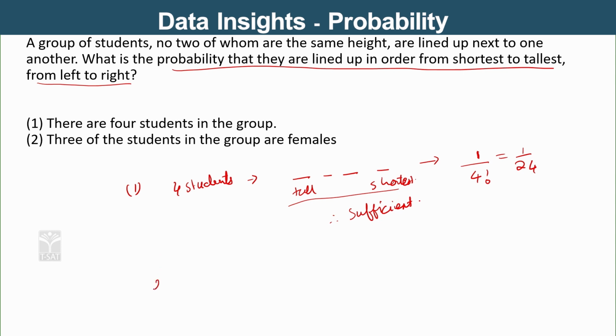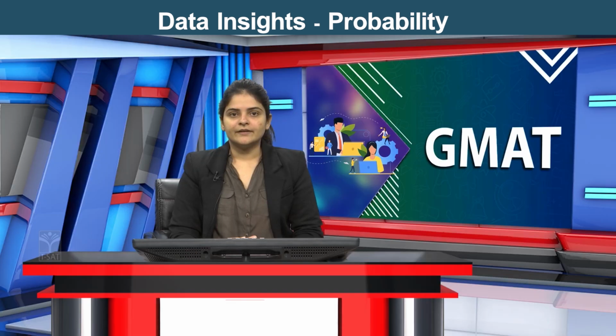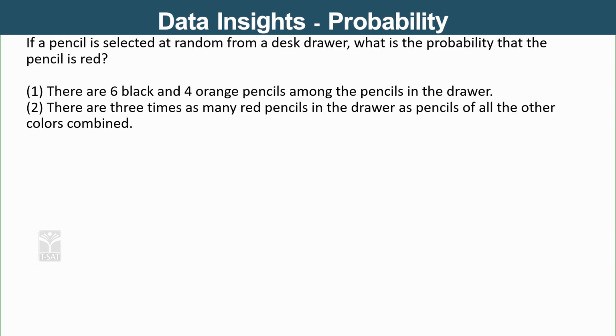Now, statement 2 says 3 of the students are females, but we do not know how many males there are, and that is why we do not know the total number of students. So, we do not know how many ways there are to arrange them. Therefore, this information is not sufficient to answer the question on its own. When statement 1 is sufficient to answer the question alone, but statement 2 alone is not sufficient, answer option becomes A. Let us move to the next question now.